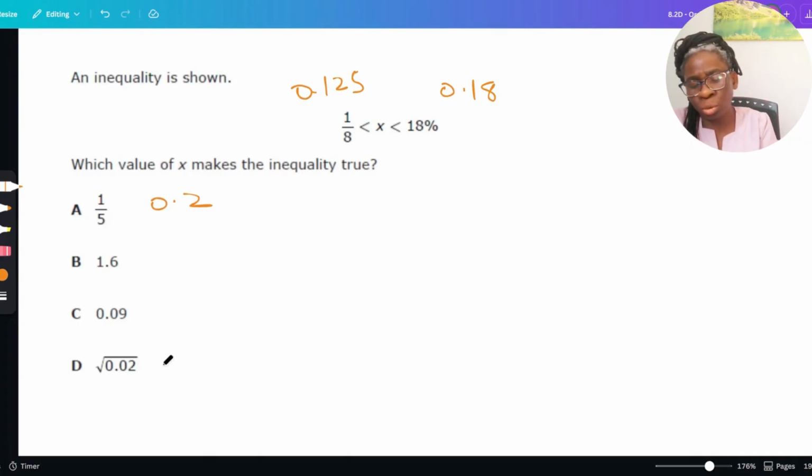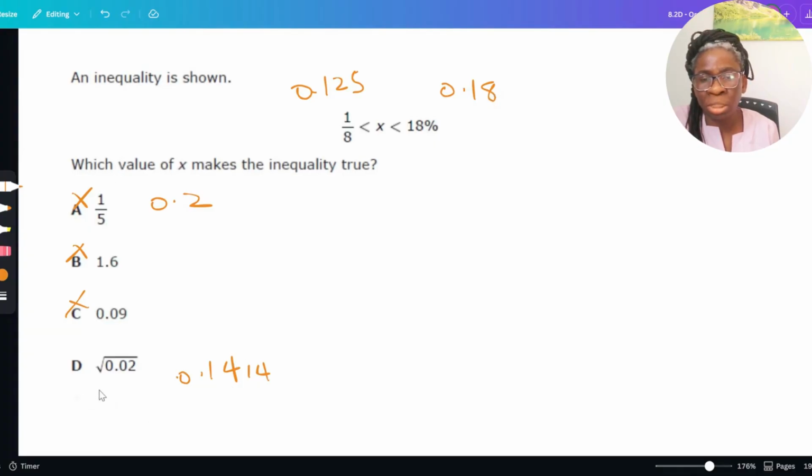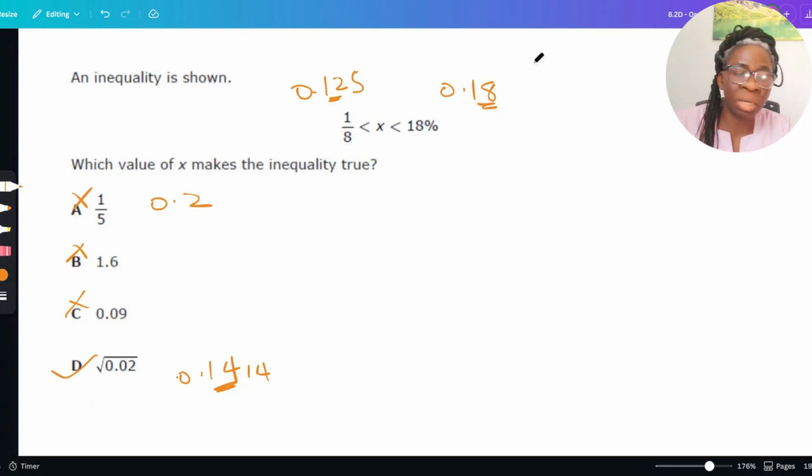And what is root 0.02? This one will be 0.1414. So x must be greater than 0.125 and must be less than 0.18. So this is not it. This one, 0.12, is not it. This one is greater than 0.18. 0.09 is not it at all. So 0.14 is greater than 0.125 and it is less than 0.18. So D is the correct option.